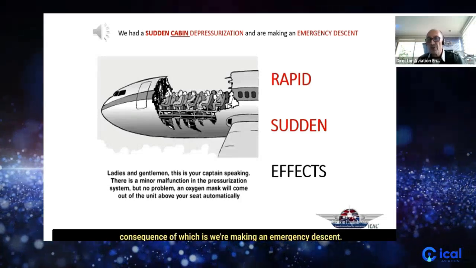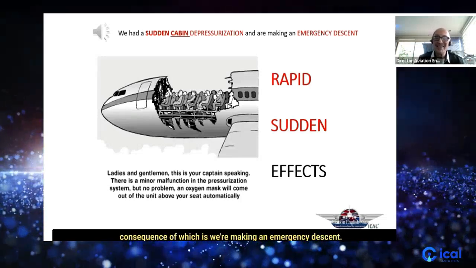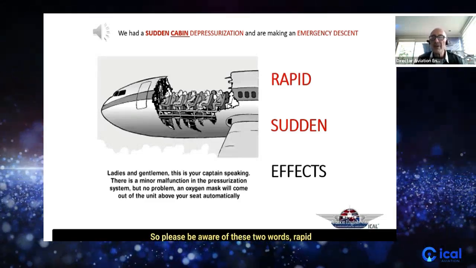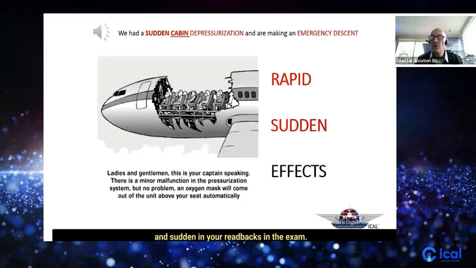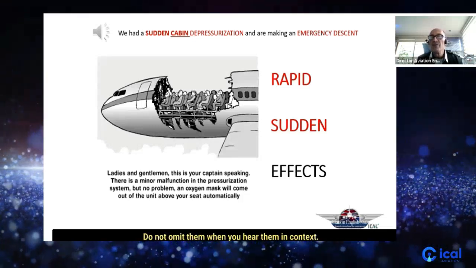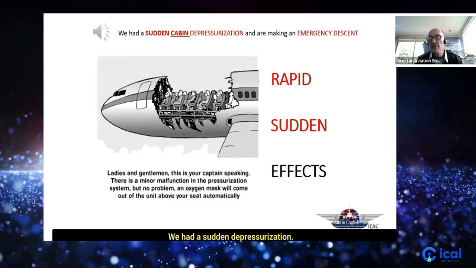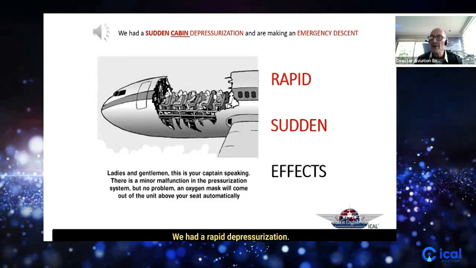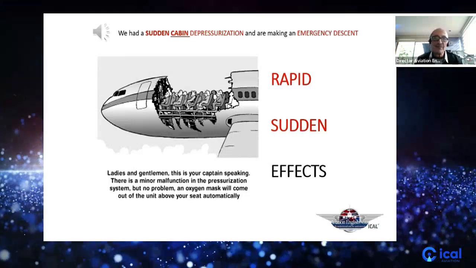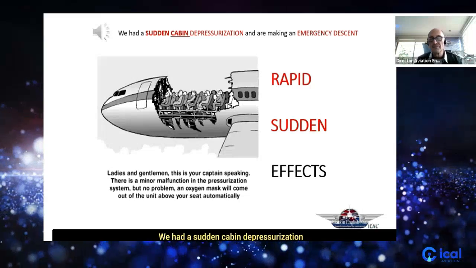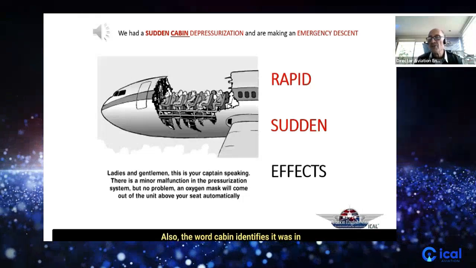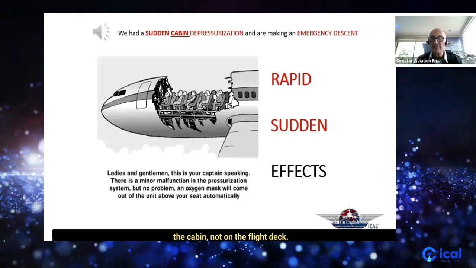And the consequence of which is we're making an emergency descent. So please be aware of these two words, rapid and sudden, in your readbacks in the exam. Do not omit them when you hear them in context. We had a sudden depressurization, we had a rapid depressurization. You need to read back all the information. We had a sudden cabin depressurization and are making an emergency descent. Also, the word cabin identifies it was in the cabin, not on the flight deck.